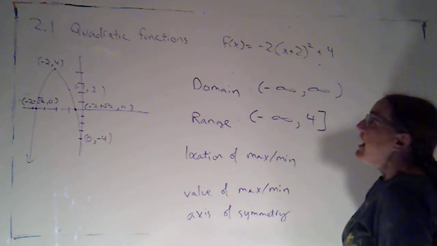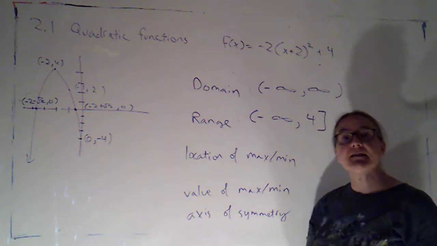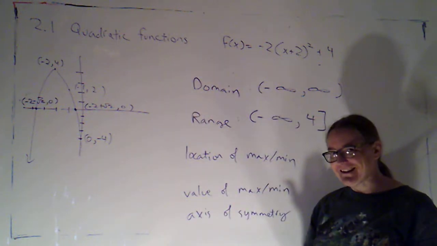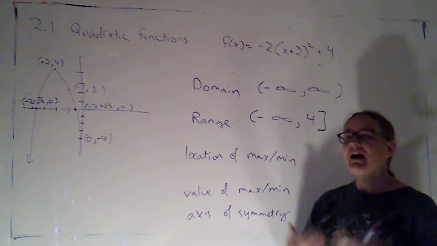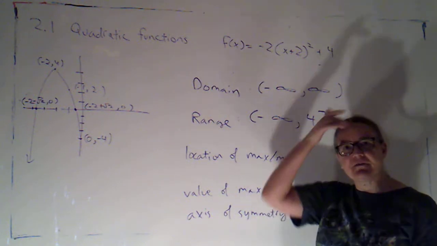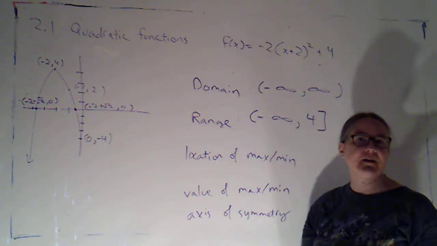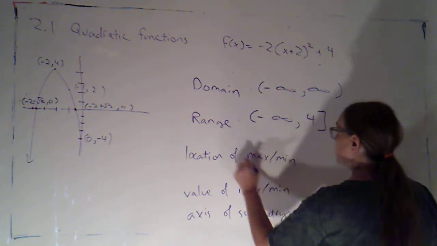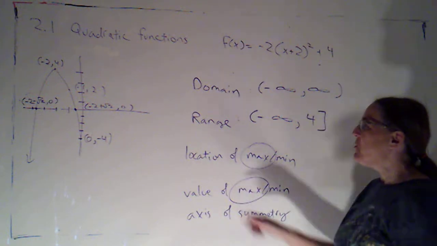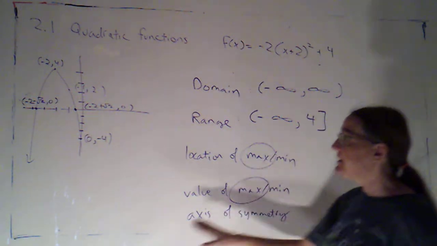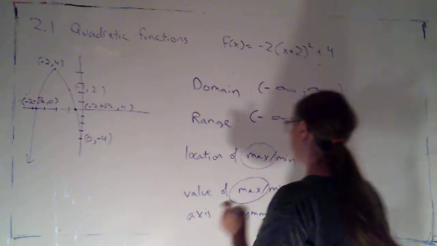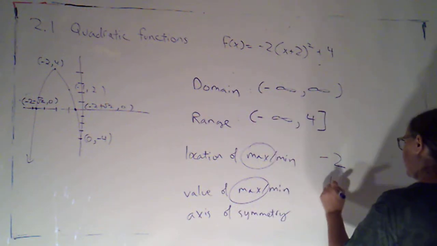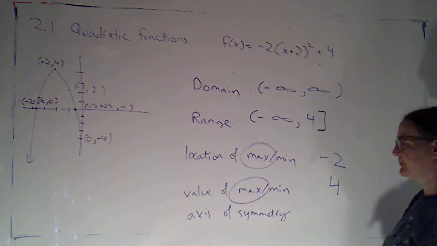Okay. Then we talked about functions that have relative maxes and mins. With a parabola, the vertex is always going to give me either a max or a min. The y value of the vertex is going to be either a high point or a low point. So if I were asked, do I have a max or a min? It's a max. Okay. What's the location of it? That would be the x value of the vertex. What's the value of the max? That's the y value of the vertex.